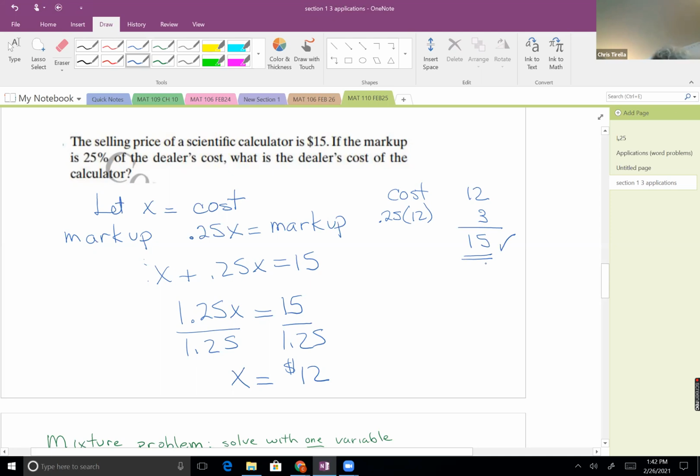How'd you guys do? Good. Good. Any questions? I think the most involved is probably that mixture problem. And I believe there's only one of those on the homework, but you might see one of those again on a test. So take your time with it.